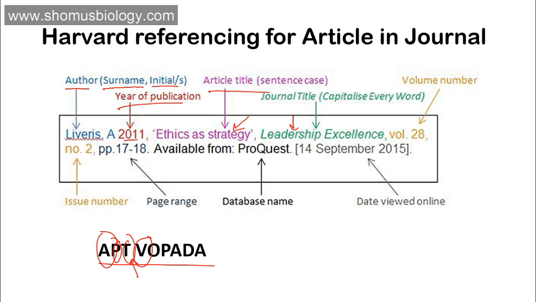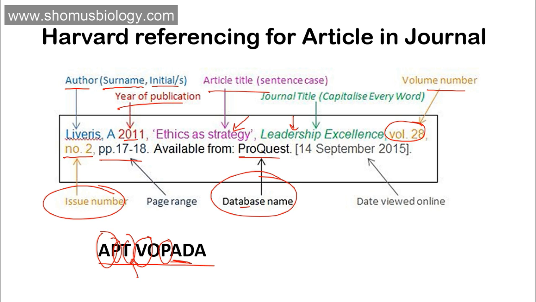Then V stands for the volume number, volume number 28 for that journal. Volume number 28, comma, and then the issue number. Issue number and volume number mean it's always regarding journals, because journals are always published in volumes and issues. So volume number 28, issue number 2. Then P stands for the page range. In this case the page range is 17 to 18. And then availability, available from the ProQuest database.